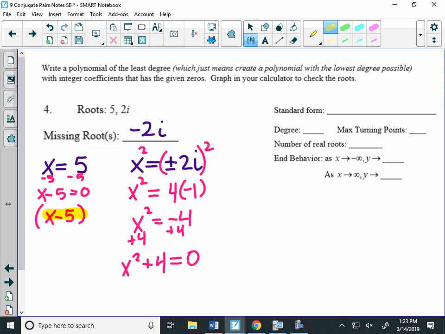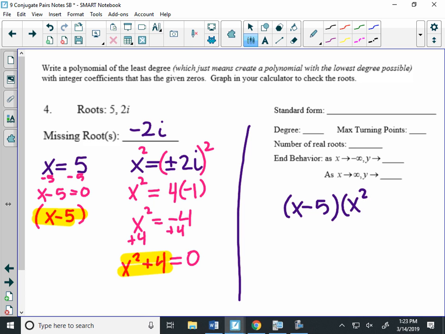We're partway there. But I now have to take both of those factors that I found and multiply them together. That's going to give me the standard form. So I'm going to take x minus 5 times x squared plus 4. That's actually the equation in factored form here. But we want standard form.